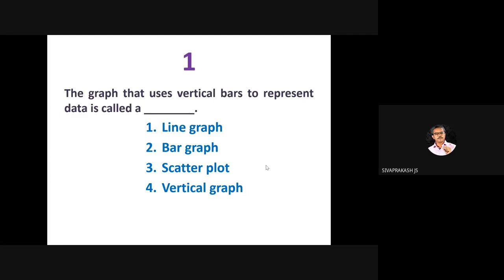The graph that uses vertical bars to represent data is called dash. Line graph, bar graph, scatter plot, vertical graph. So put up the answer in your notebook to discuss that. You check how many answers are correct. So question number 1, option 4, okay, you can note it down.